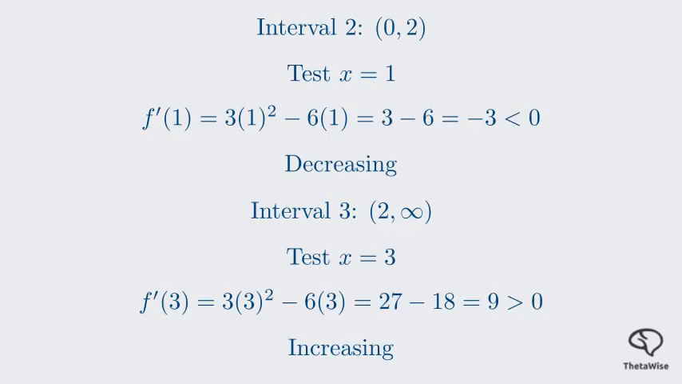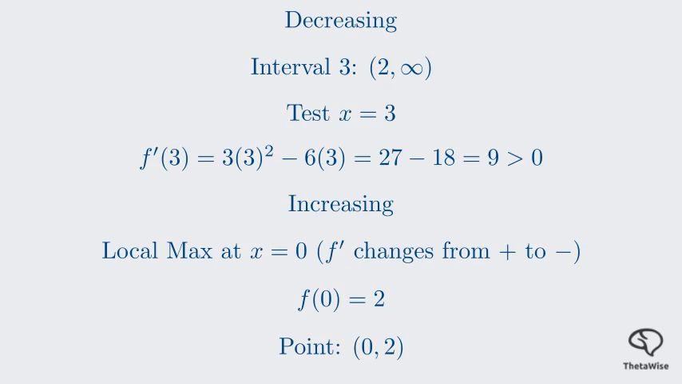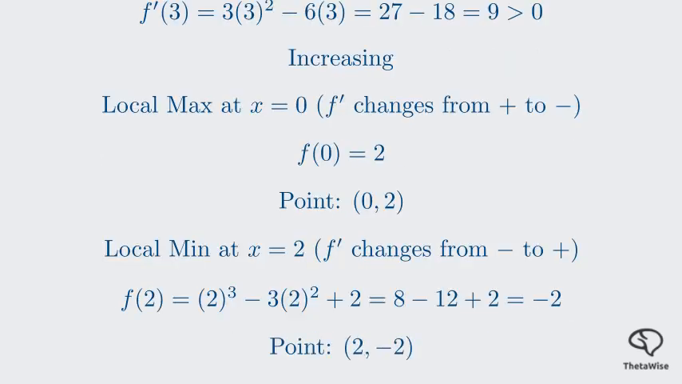At x equals 0, the derivative changes from positive to negative. This means we have a local maximum. The y value is f of 0, which we found earlier to be 2. So there's a local maximum at the point (0, 2). At x equals 2, the derivative changes from negative to positive. This means we have a local minimum. The y value is f of 2, which is 2 cubed minus 3 times 2 squared plus 2, or 8 minus 12 plus 2, which equals negative 2. So there's a local minimum at the point (2, -2).